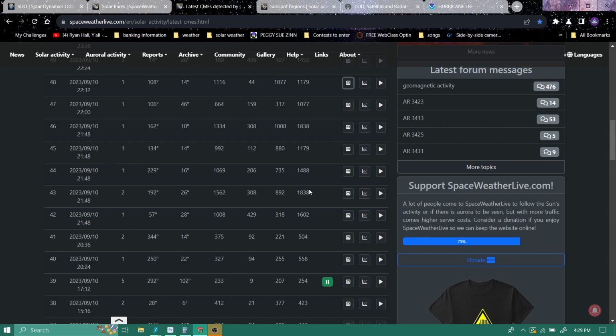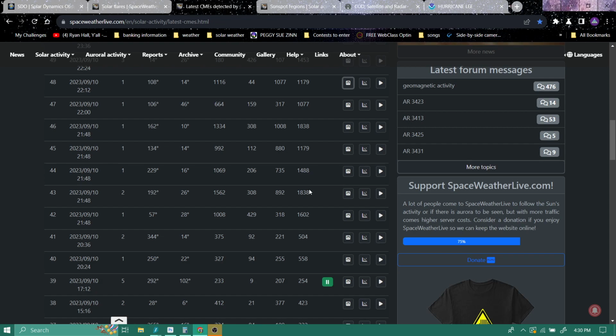See? So if it's the same polarity as our pole, it's going to push it away from us. It's going to flow right around us. But if it's the opposite polarity, it's going to dump into us. So this is why we get hits and misses.